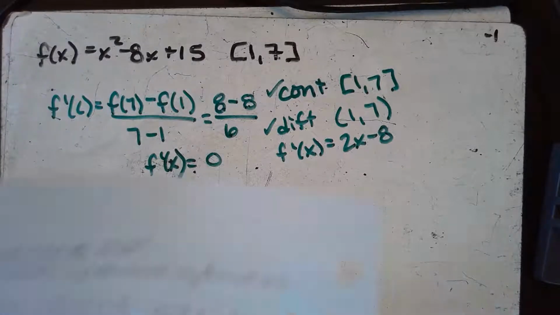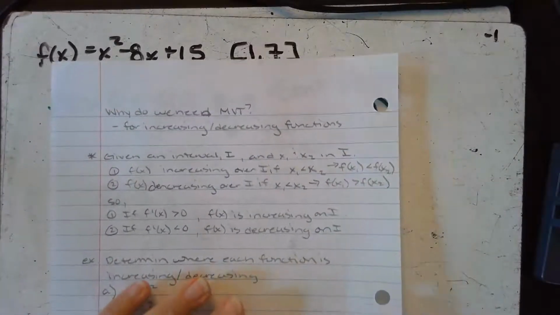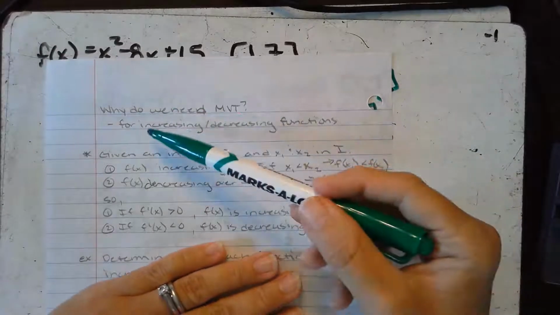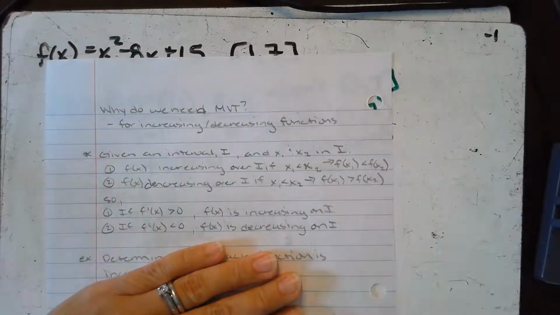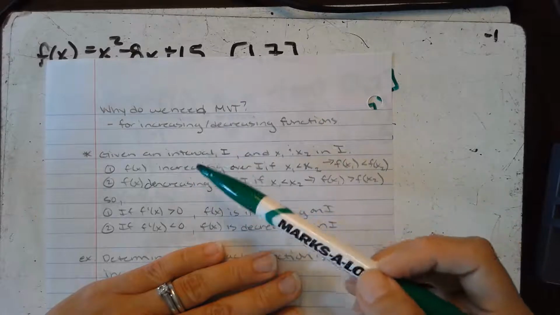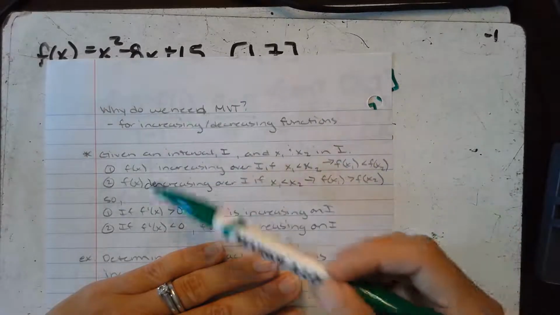Now, why do we need MVT? In the coming days, we're going to talk about this more. We need it for increasing and decreasing functions. We can determine where it's increasing and decreasing and slopes and so forth. Put this in your memory bank, but we're going to keep going over this in the coming days.